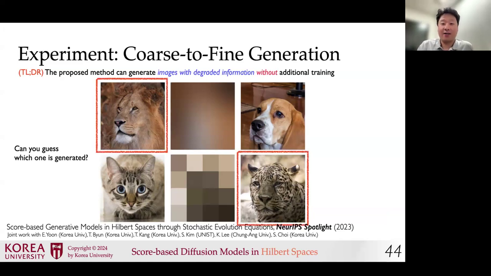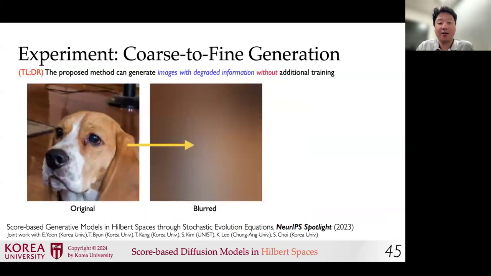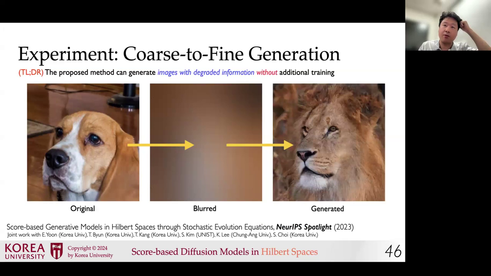Okay, these are the generated images. We actually blur the original dog images and pass them to our generative model. Very importantly, we don't need to fine-tune or train our model additionally, because our model, HDM SPD, can learn how to generate image samples from the blurred image.